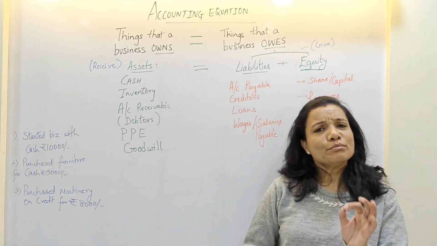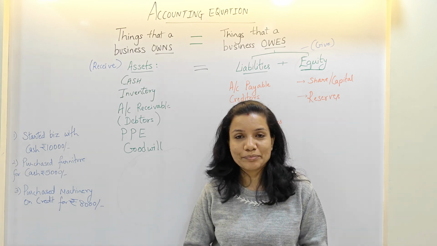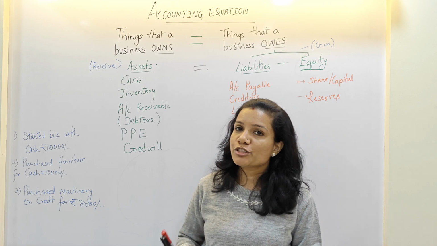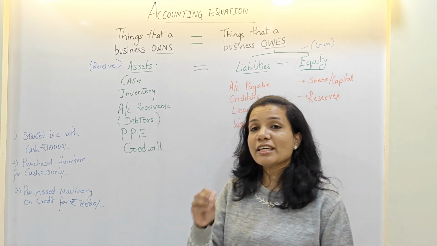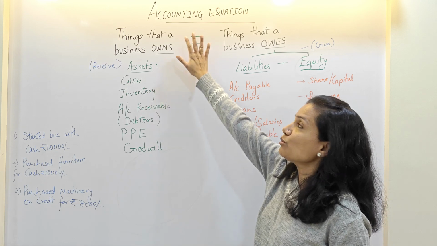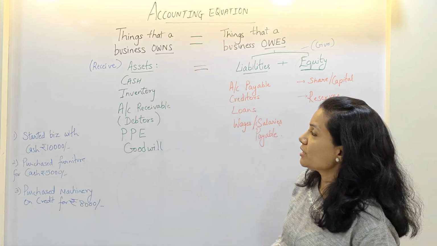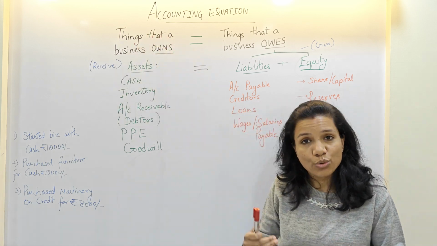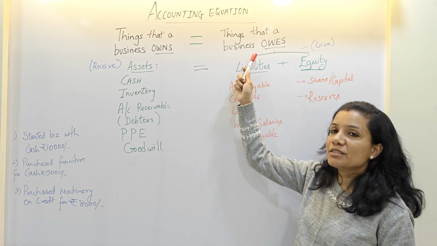Today's topic is the most basic yet the most important aspect of accounting. Everything you do in accounts, all the journal entries that you pass, you post them to the ledger accounts, the T accounts, and prepare the balance sheet. Everything is to ensure that the accounting equation holds good. Now, what is this accounting equation? The accounting equation says that the things that a business owns are equal to the things that a business owes.